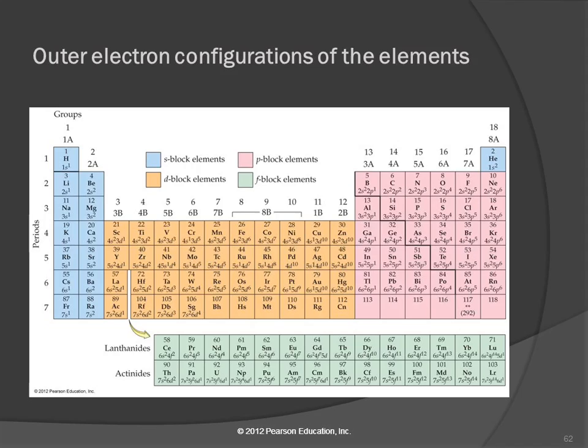The d block elements, the d orbitals, have 5 orbitals. The d subshell has 5 orbitals. It can hold 10 electrons. Guess how many columns across that is? It's 10. You can count them.